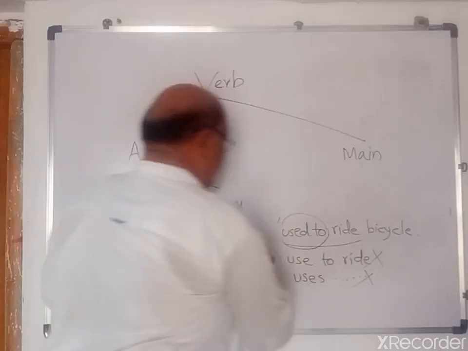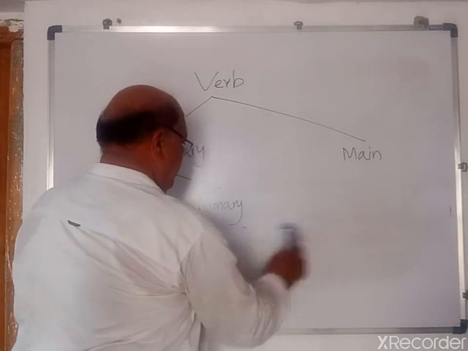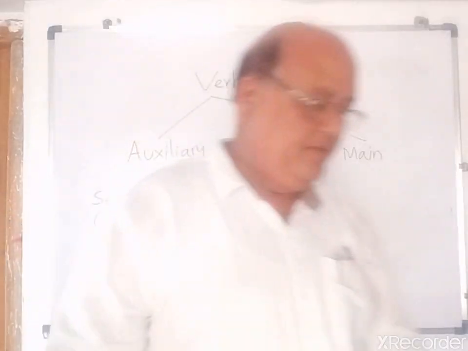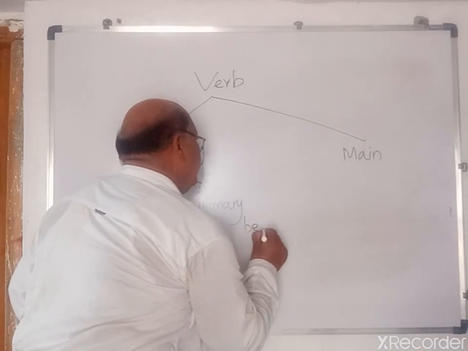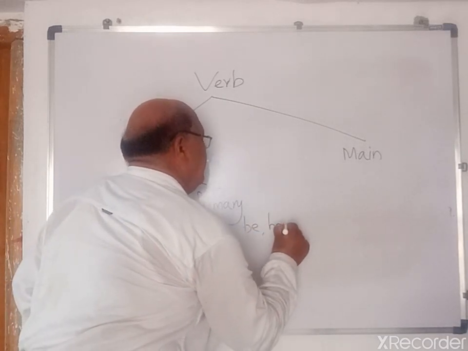Very good. Next come to primary. In primary we have two types, be type, have type.